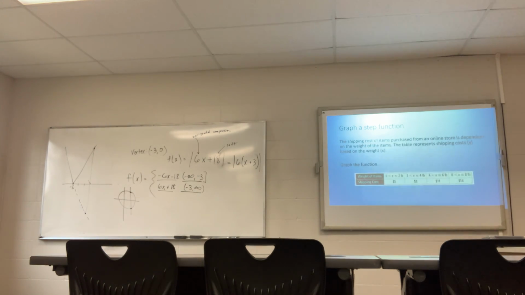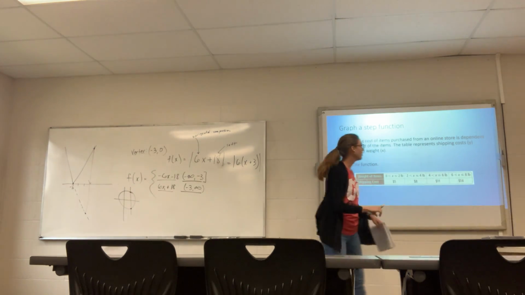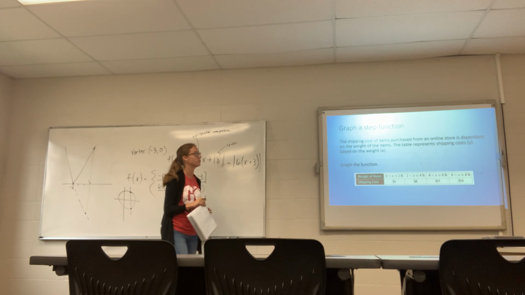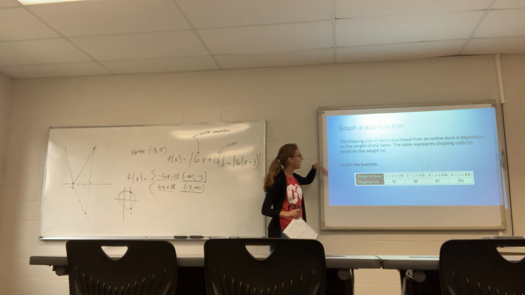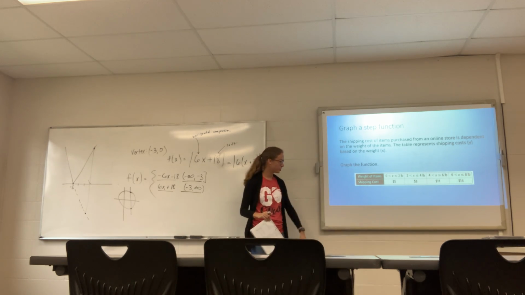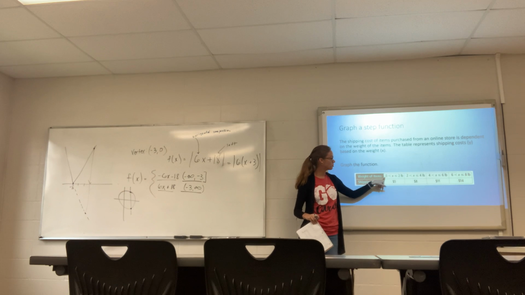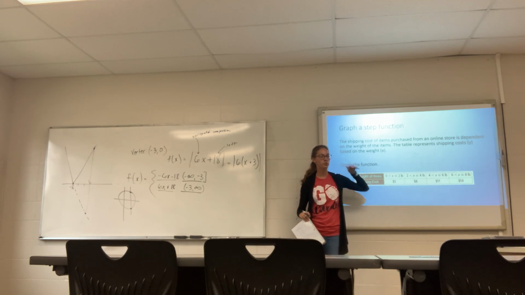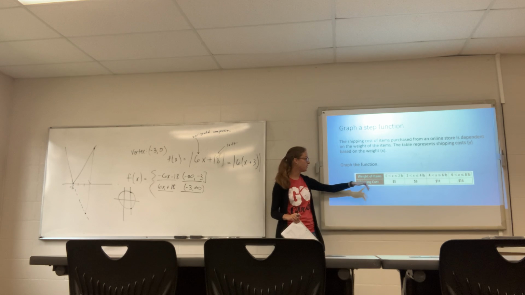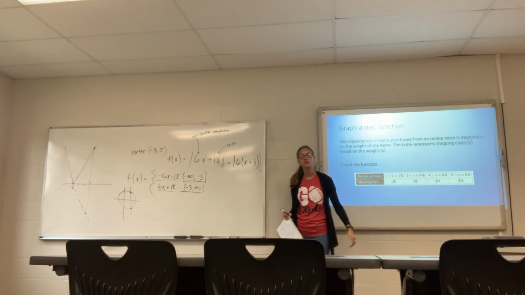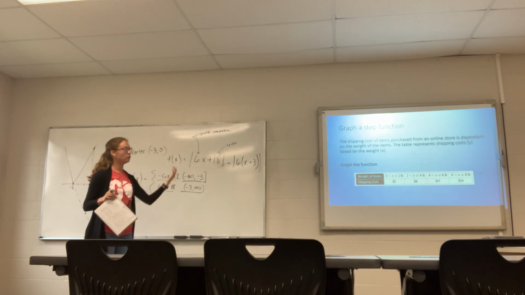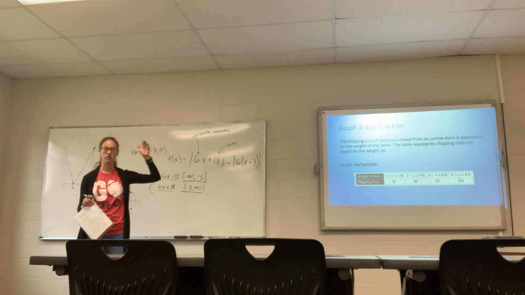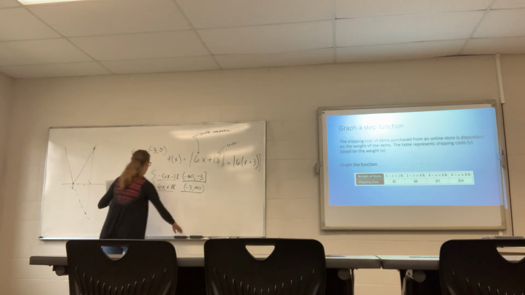So if we go back, it says, our word problem, it says the shipping cost of items purchased from an online store is dependent on the weight of the items. So it says the table represents shipping costs, which are our y, based on the item's weight. So if I were to graph this function, these are my x's, so from 0 to 2, I would draw a horizontal line at 5. Because between 0 and 2 pounds, if I ship something, it's gonna cost me $5. If my item weighs between 2 and 4 pounds, it's just gonna cost $8. So these are all just like straight lines.